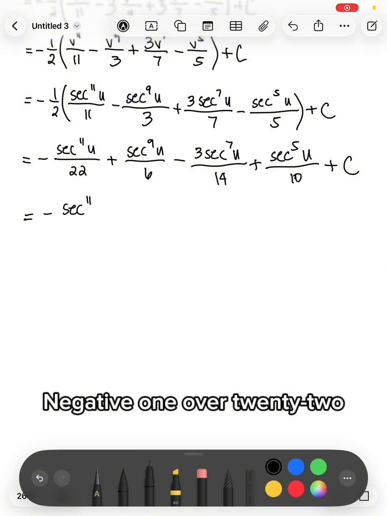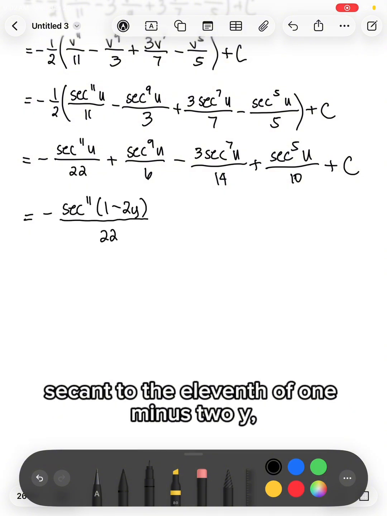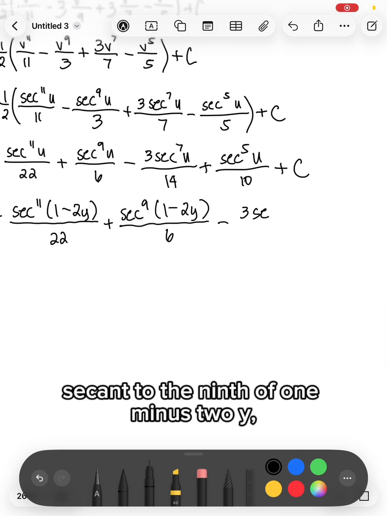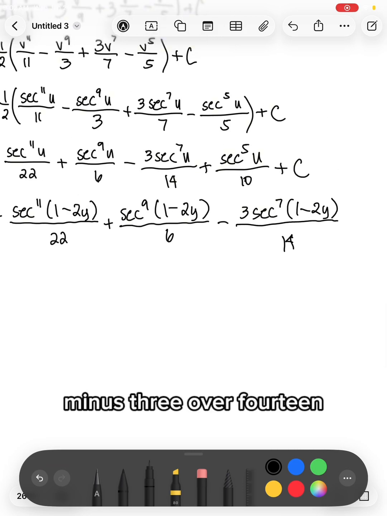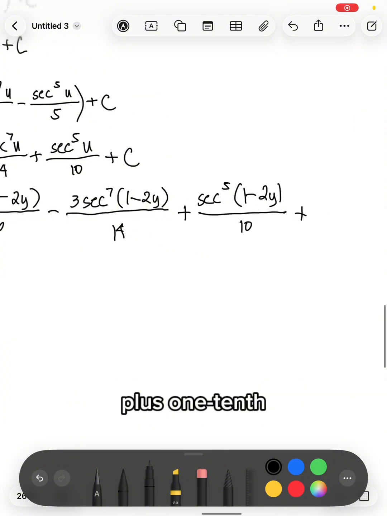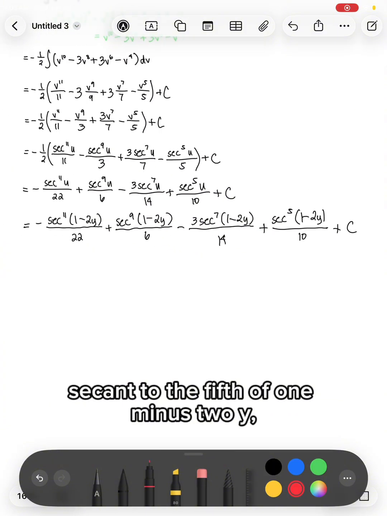Negative 1 over 22 secant to the 11th of (1 minus 2y), plus 1/6 secant to the 9th of (1 minus 2y), minus 3 over 14 secant to the 7th of (1 minus 2y), plus 1/10 secant to the 5th of (1 minus 2y), plus C.